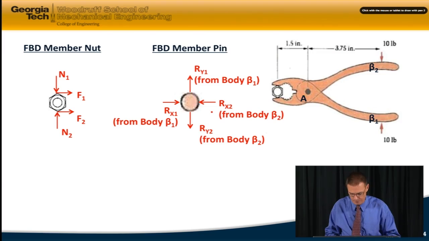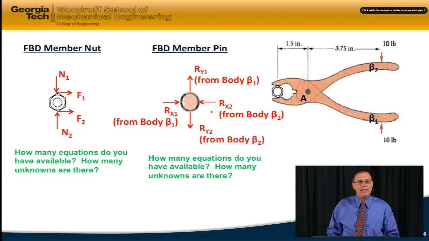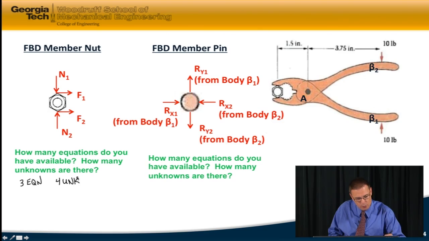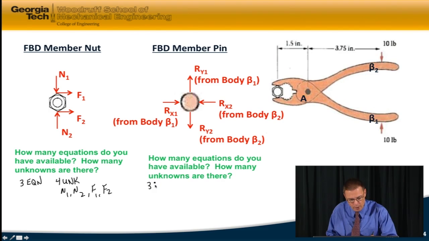So the question becomes, how many equations of equilibrium do you have available for each of these free body diagrams, and how many unknowns are there? I'd like you to do that real quick. Okay, so what you should have found is that over here you're going to have, as always, 3 equations of equilibrium. And we have 4 unknowns. The unknowns are N1, N2, F1, and F2.